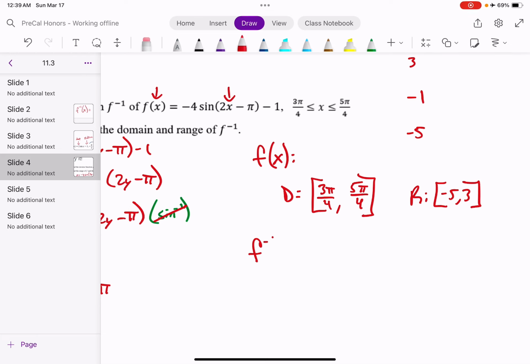When we find the inverse, we are just going to replace their positions. Three pi over 4 and 5 pi over 4.